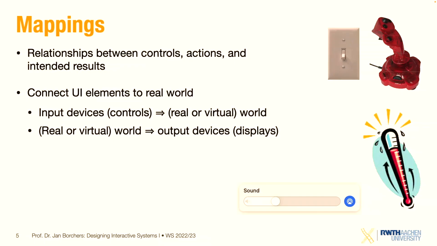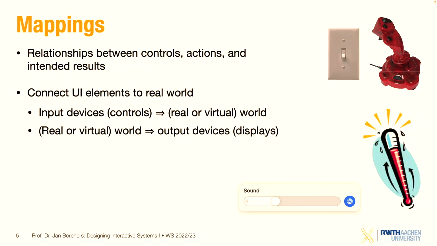So mappings are relationships between controls, actions, and intended results, and they connect the UI elements that we have to the real world. And this works for input devices like controls here, like the joystick or the light switch. They're both input devices. The light switch, hopefully, is a very simple system, the joystick a much more complex one. The light switch is an input device leading to an effect in the real world, whereas the joystick is an input device that leads to an effect in the virtual world, in the computer. Both are possible.